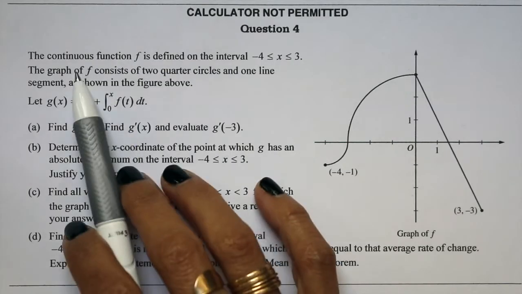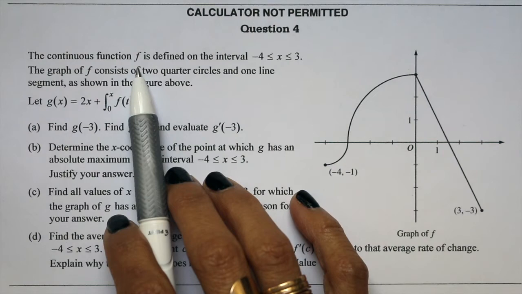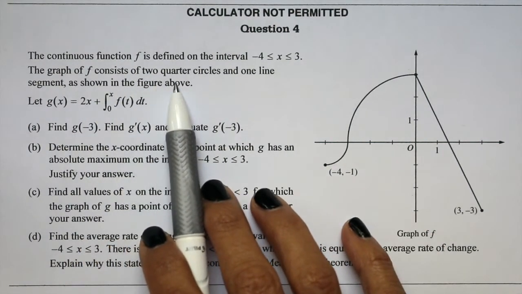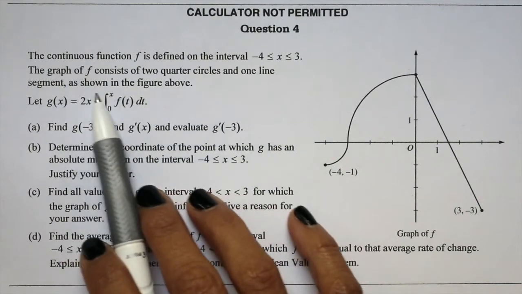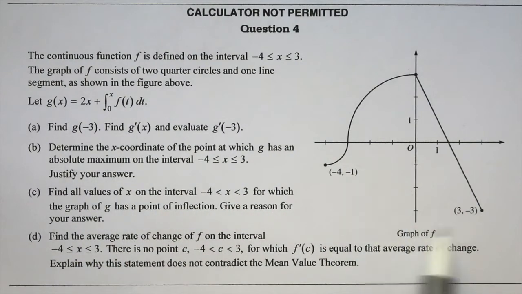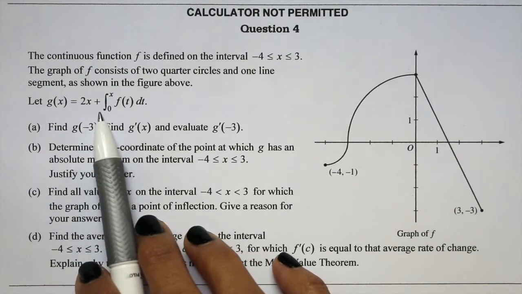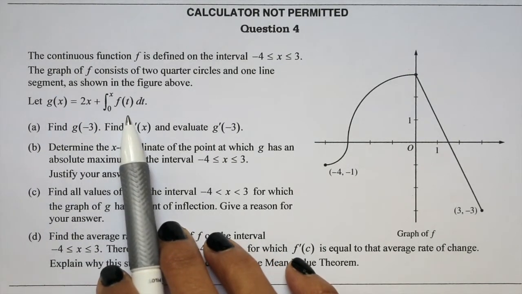For this problem, it says the continuous function f is defined on the closed interval from -4 to 3. The graph of f consists of 2 quarter circles and 1 line segment as shown in the figure over here. So this is the graph of f. It says let g of x equal 2x plus the integral from 0 to x f of t dt.